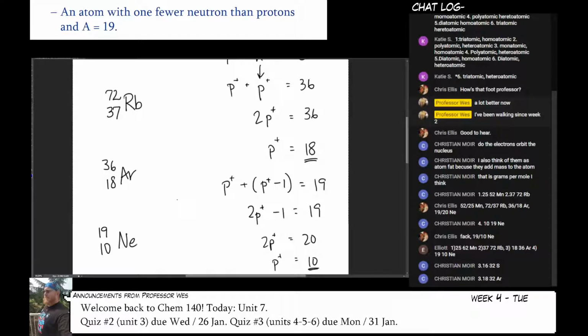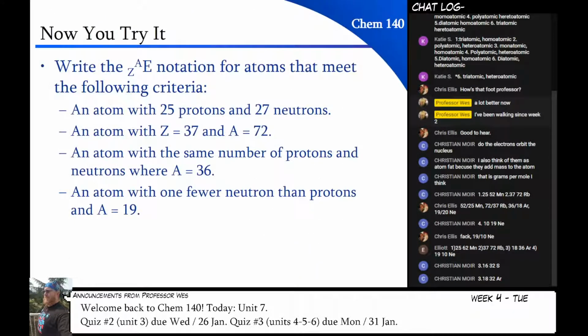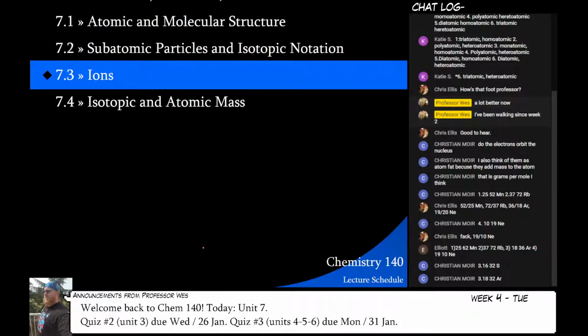All right. Any questions? Let me know. All right. Let's talk a little bit more about ions, and that's probably going to be the last thing we do today. We can do isotopic mass on Monday.